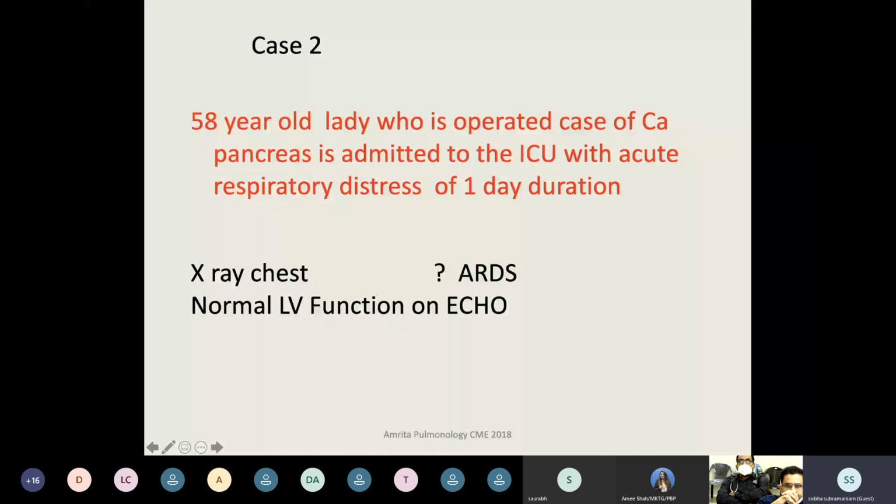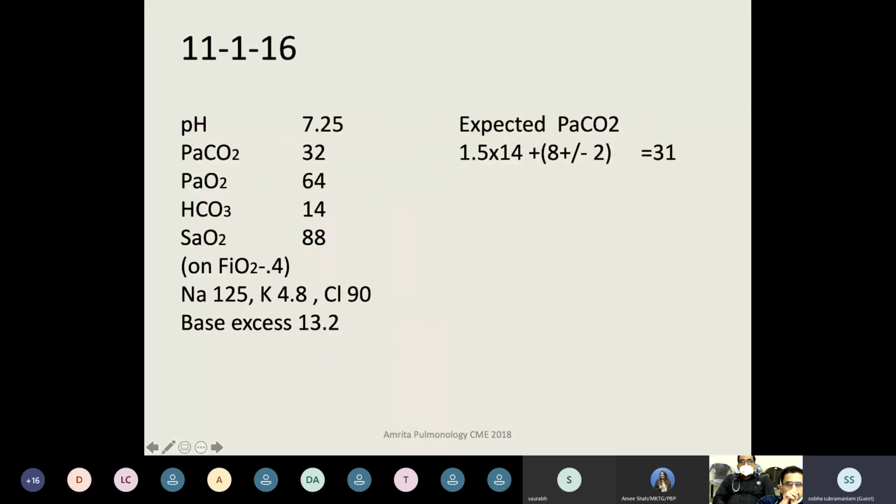Now this is an interesting case. A 58-year-old lady who is an operated case of CA pancreas. She was admitted to the ICU with an acute respiratory distress of 1 day duration. She has no fever, just dyspnea of 1 day duration. The X-ray chest showed bilateral patchy shadowings. Is it ARDS? That was what we were thinking. Echo showed normal LV function. And what were her blood gases?